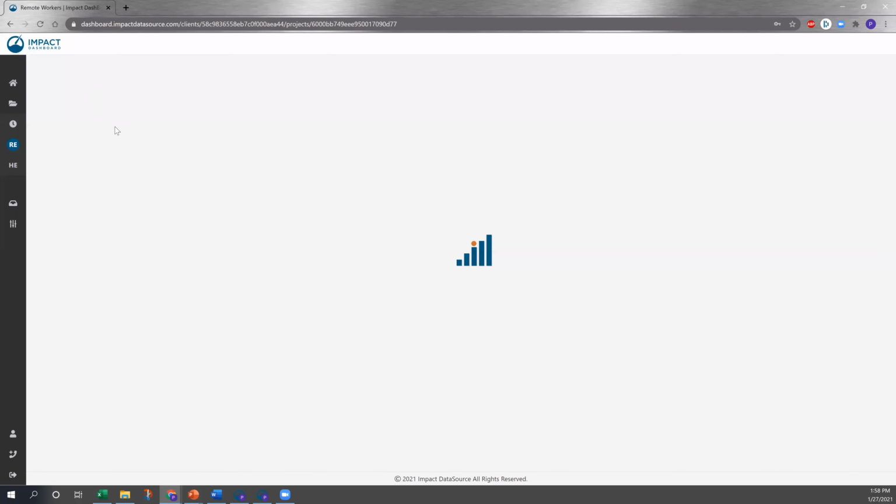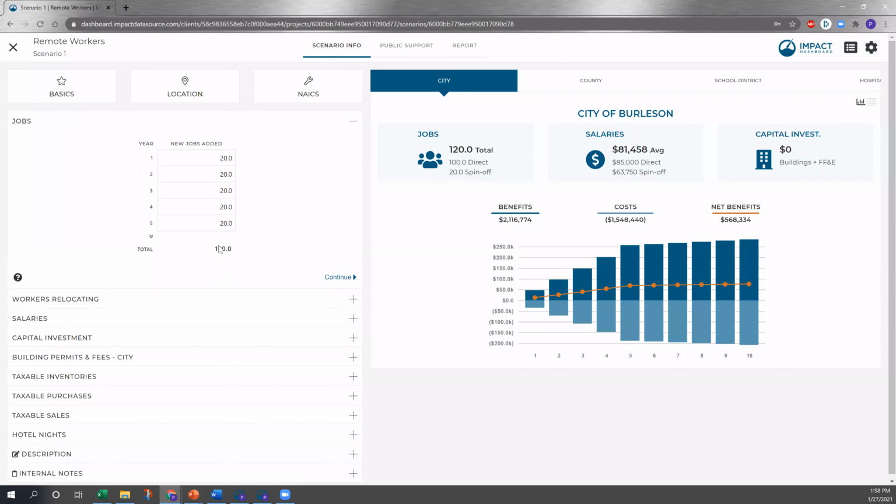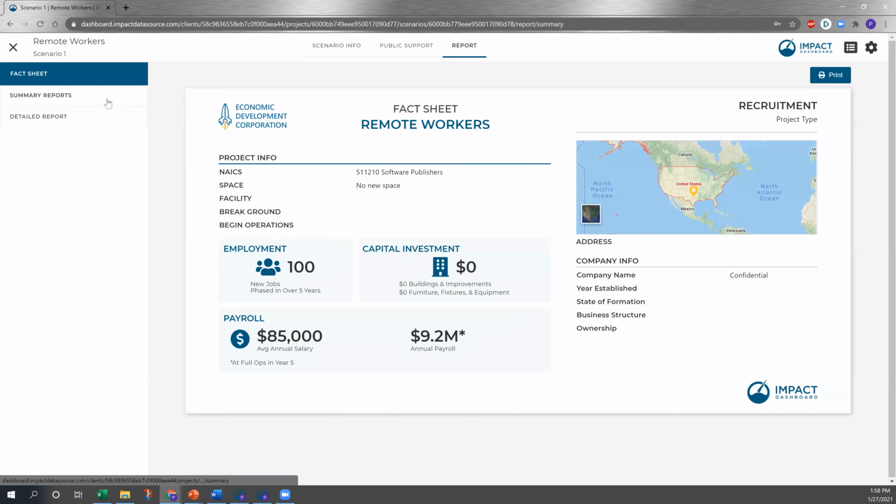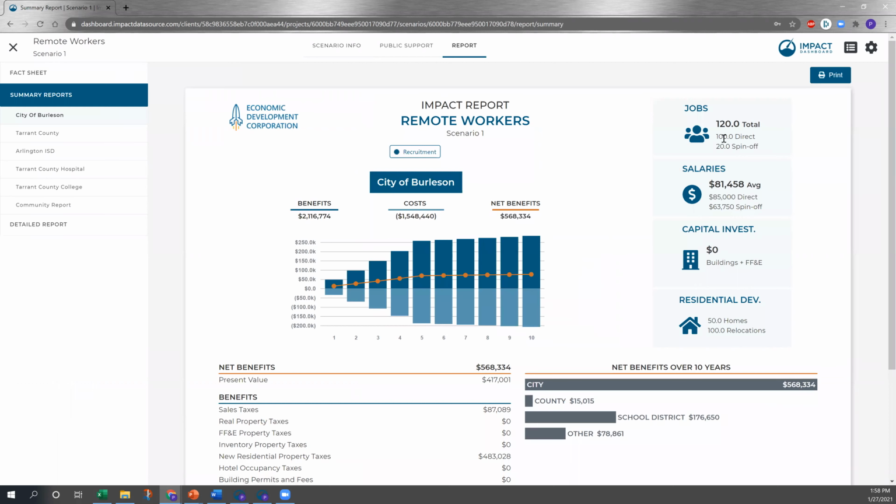I've got scenario 1. As I mentioned, we're going to have 100 workers being phased in here. We're attracting them over 5 years, 20 jobs a year. We can see some of these benefits, costs and net benefits getting pulled in. If I go to our summary report, that might be the best place to see things. So it's 100 direct jobs. We're picking up 20 spinoff workers. The direct workers make 85, spinoff workers make a little less. There's no capital investment in this one.